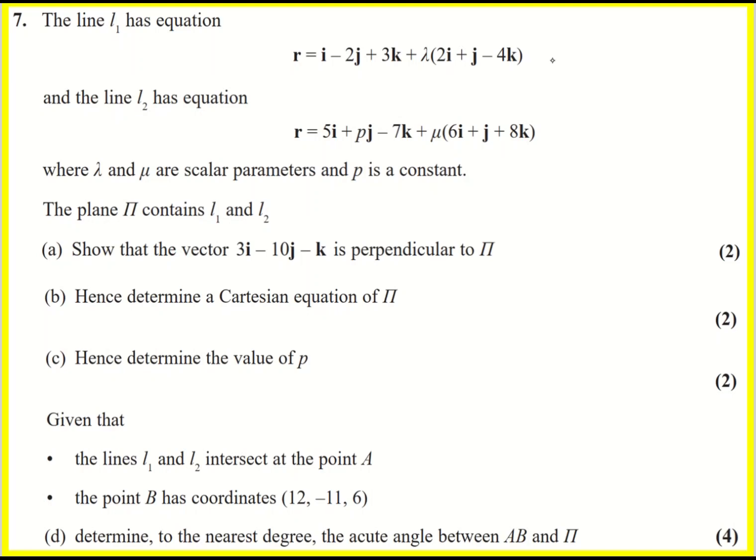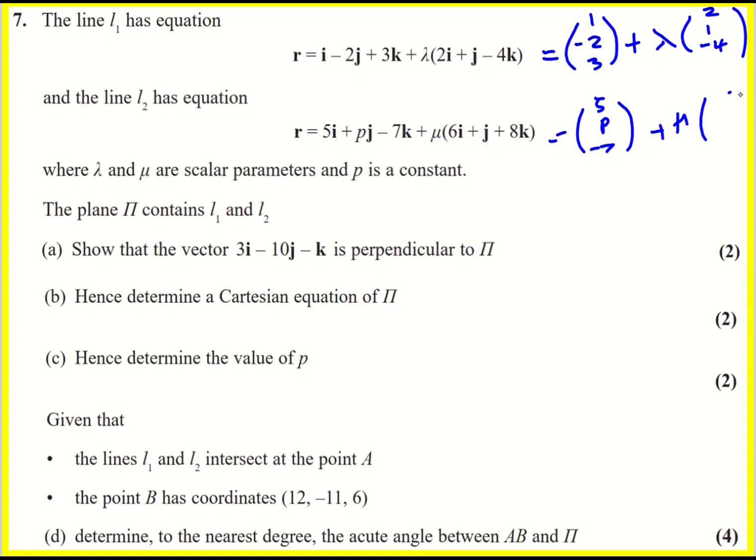Got a couple of lines. I'm just going to write them in column form. So we're going to get (1, -2, 3) plus lambda times (2, 1, -4), and (5p, -7) plus mu (6, 1, 8). Lambda and mu are scalar parameters and p is a constant.